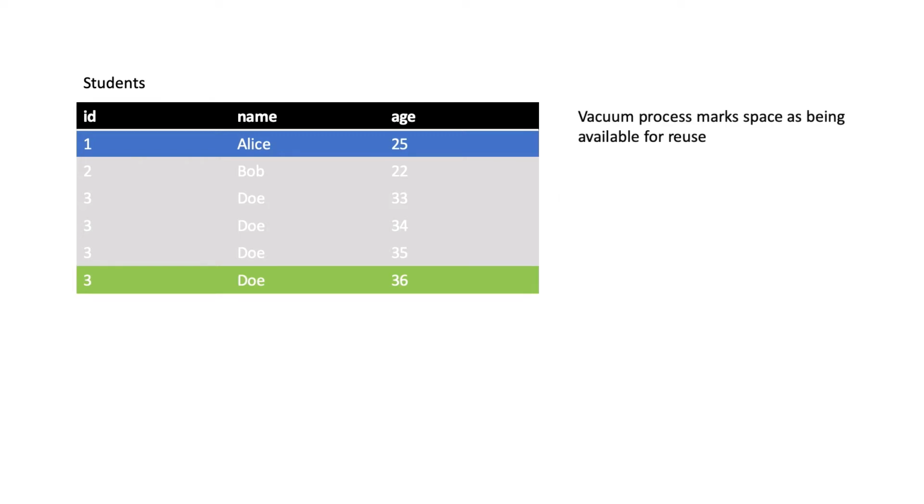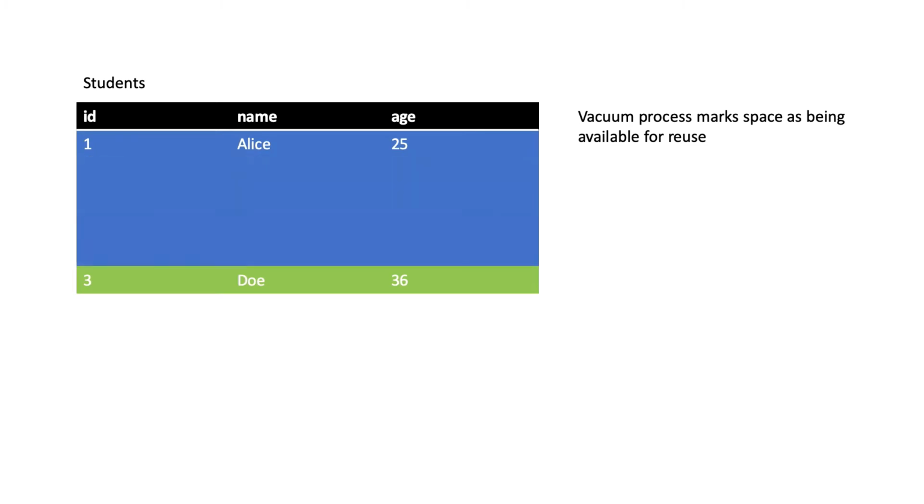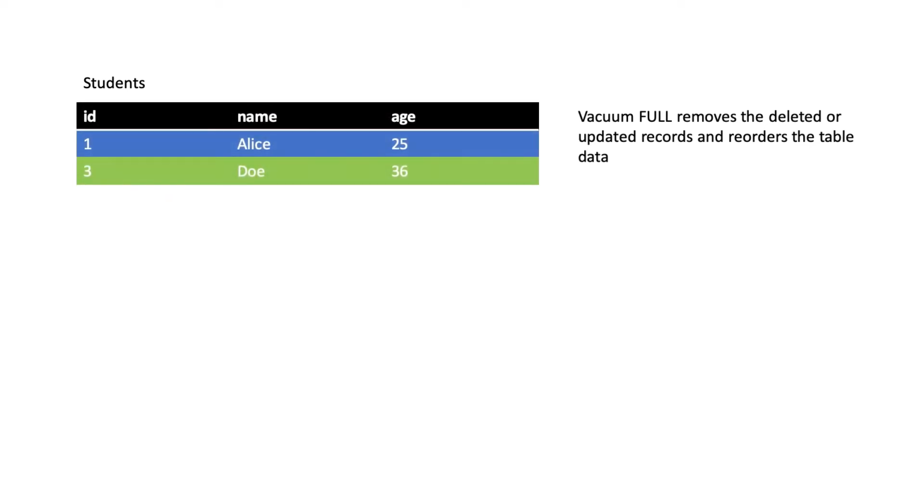The vacuum process marks space as being available for reuse when it finds deleted or updated records within the table. There is a vacuum command to do this manually. Vacuum doesn't lock the table. In contrast, vacuum full, in addition to marking the space as reusable, removes the deleted or updated records and reorders data inside the table. However, this requires an exclusive lock on the table.